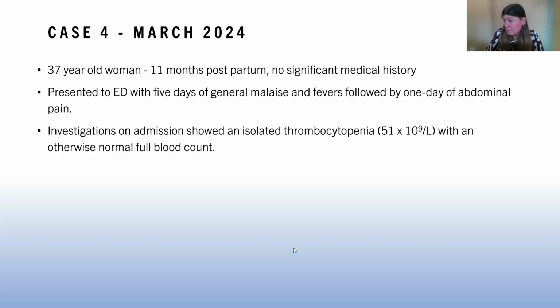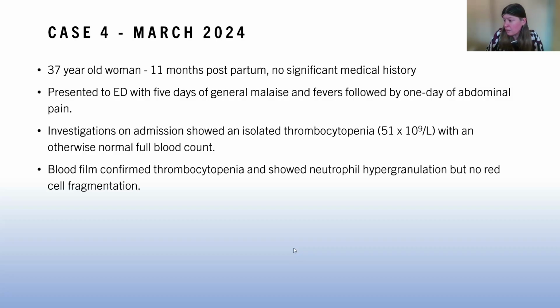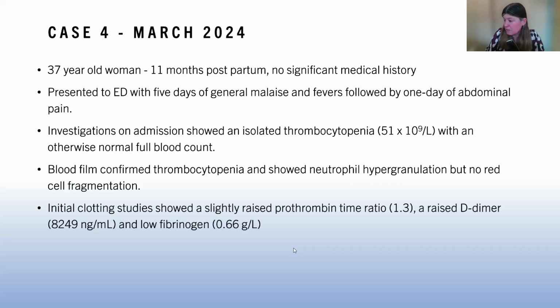And she had a thrombocytopenia on her initial full blood count, but the rest of her FBC at this stage was normal. She had a blood film, there was no fragmentation, so that made us less worried about MAHA. And what I would say is, in general, for a presentation of TTP, we would usually expect a lower platelet count than 51. So we didn't think this was MAHA.